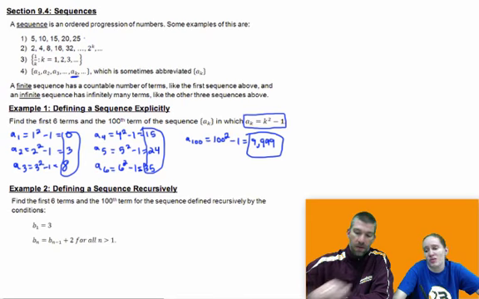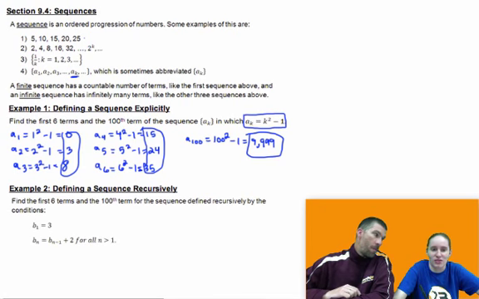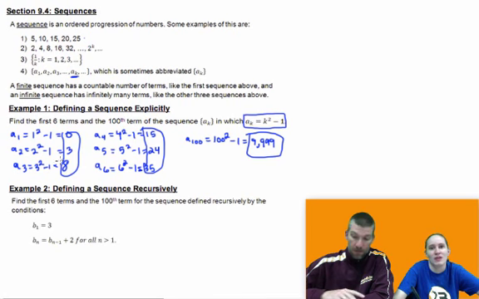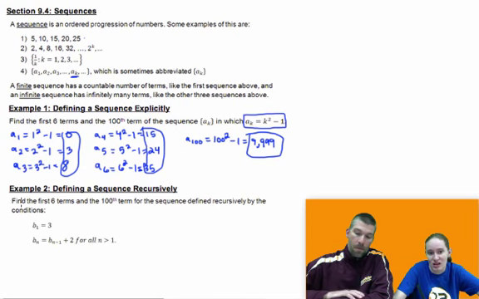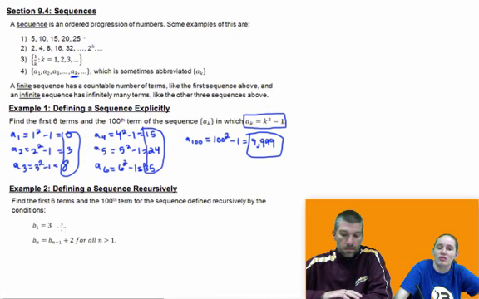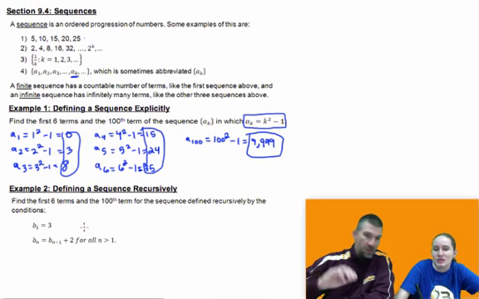Example 2, the other way is to define recursively, and if you're in computer science, you may have heard this word before. My husband, who's a computer science person, is not fond of this word, and I, as a math person, sometimes recursion is not fun. But this really isn't that bad for sequences, because what happens is they'll tell you the first term or maybe even the first and second term. They might get you started here.